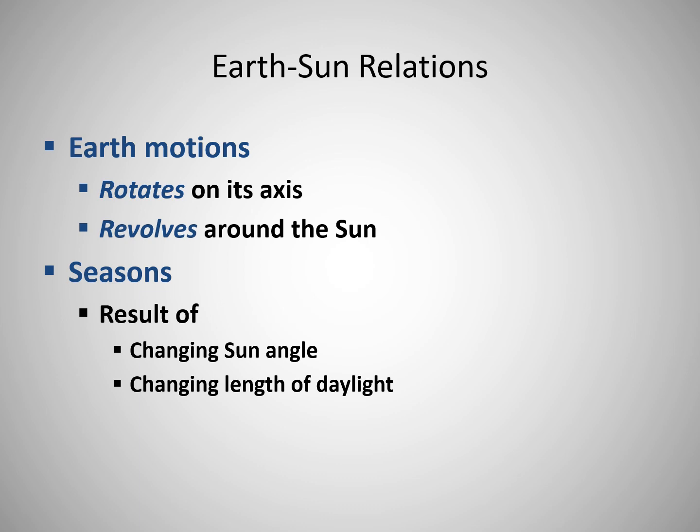So the seasons are going to have nothing to do with whether Earth is closer to the sun or further away from the sun. As a matter of fact, Earth is actually closer to the sun during our winter in the northern hemisphere, and it's actually a little bit further away from the sun during our summer in the northern hemisphere. So the seasons are going to be the result of the changing sun angle throughout the year and the changing length of daylight.